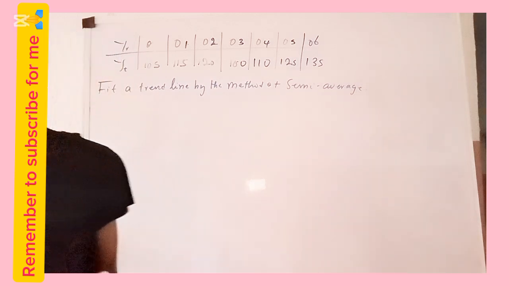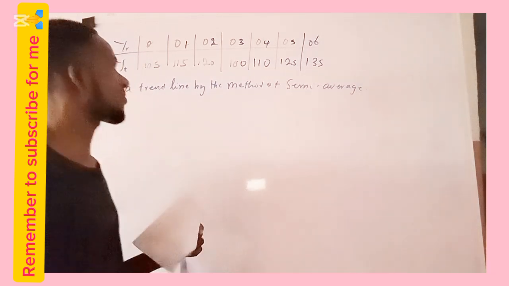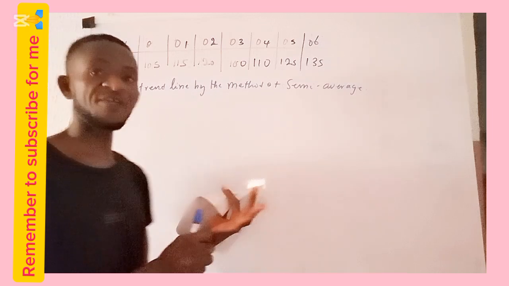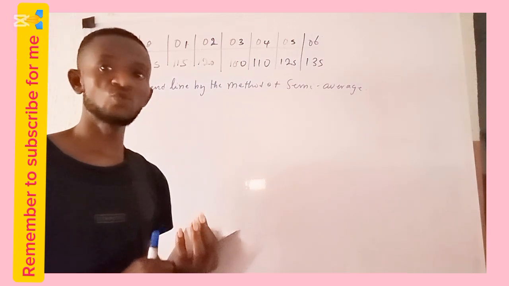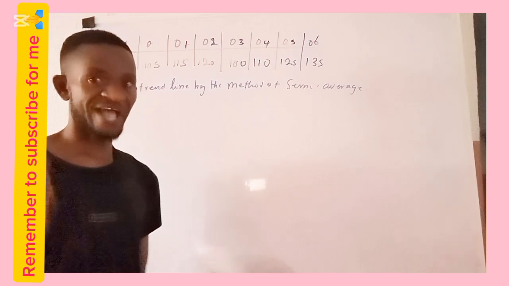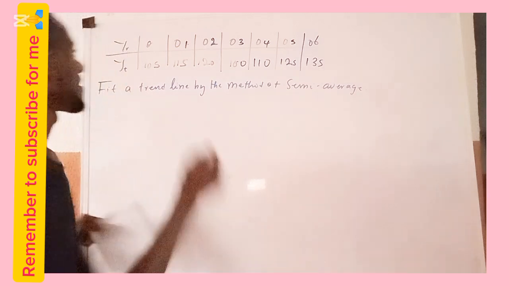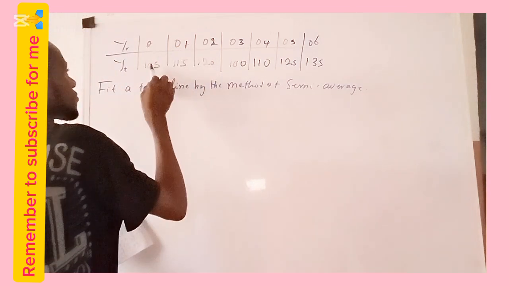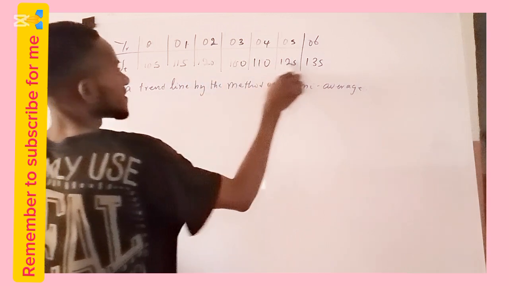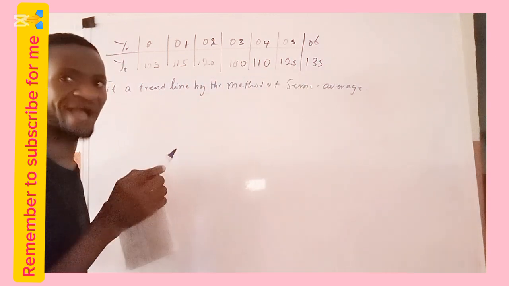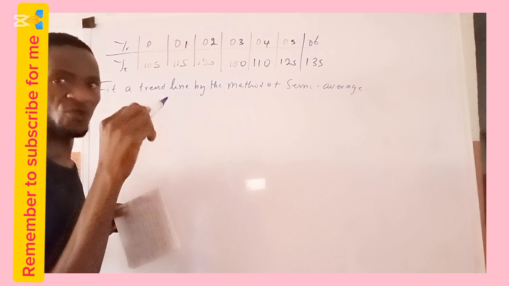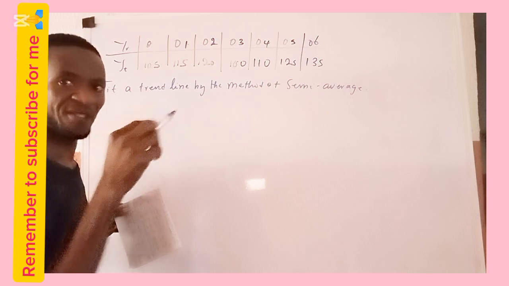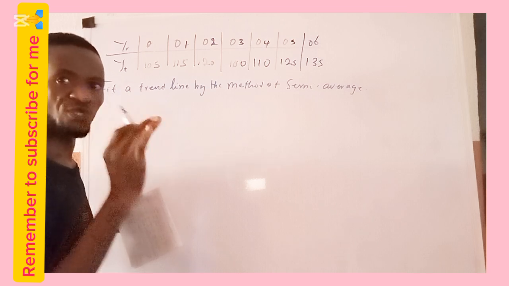What we are going to do here is simple. The first procedure says that we should divide the data set into two equal halves. Now let us count our observations: 1, 2, 3, 4, 5, 6, 7. So the data we have at hand is an odd number, so we are going to remove the middle number in order to have two equal halves.